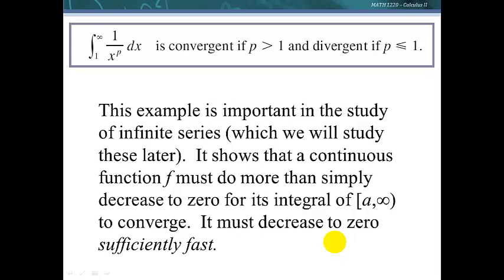This is going to be really important to us later as we study infinite series, and it tells us that if we have this continuous function and we're integrating from a to infinity, it must do more than just simply decrease to converge, it has to decrease to zero sufficiently fast, and we will be talking about this more later in the course. Going to be important. This will be called a p-series.